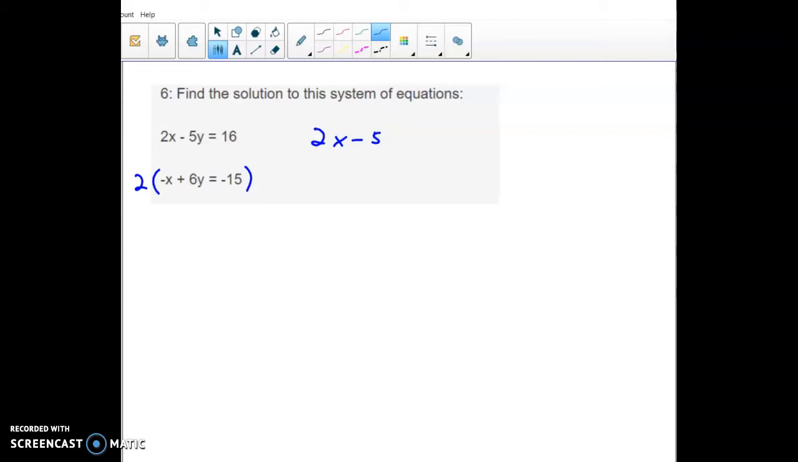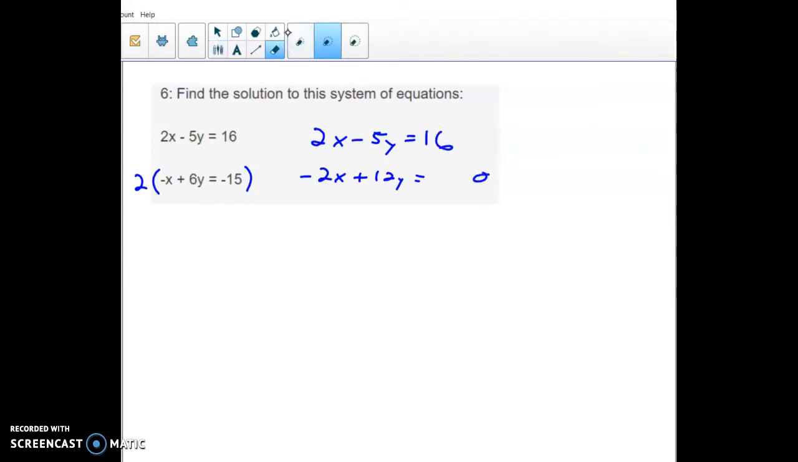All right, so the top equation, I'm just going to keep it the same, double the bottom one, so negative 2x, positive 12y, and negative 30. Sorry for the poor handwriting. I guess I can fix it there.